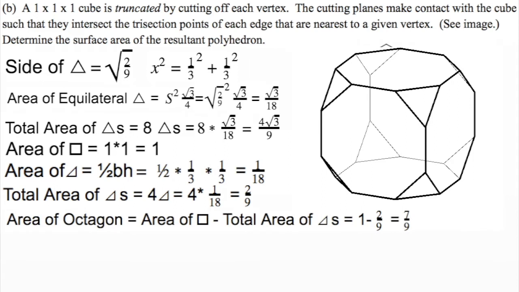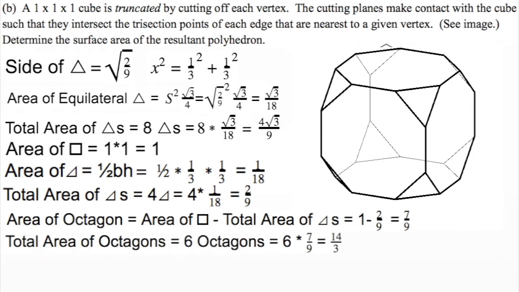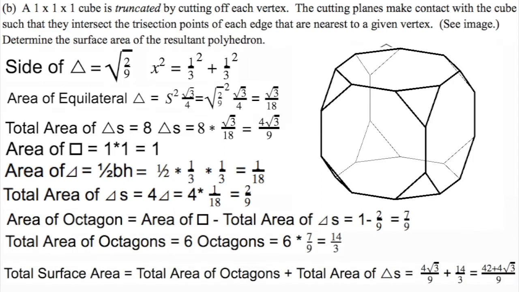and as such, the area of the octagon is 7/9. Now you multiply that by 6 to get 14/3, and you add those together to get 42 plus 4 root 3 over 9 as your answer.